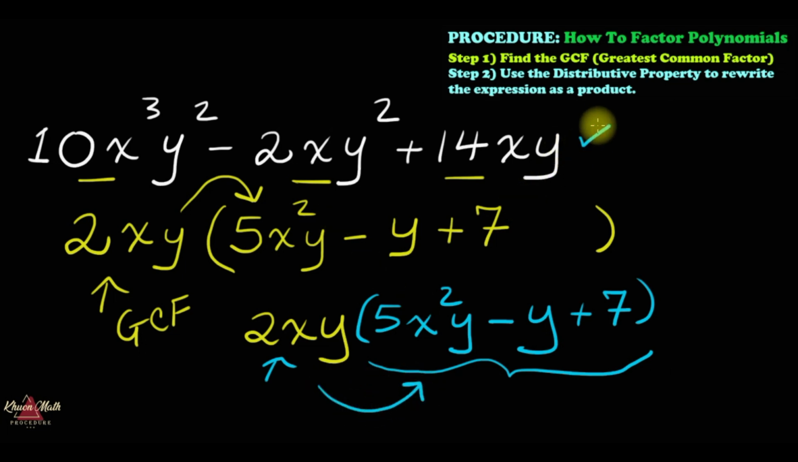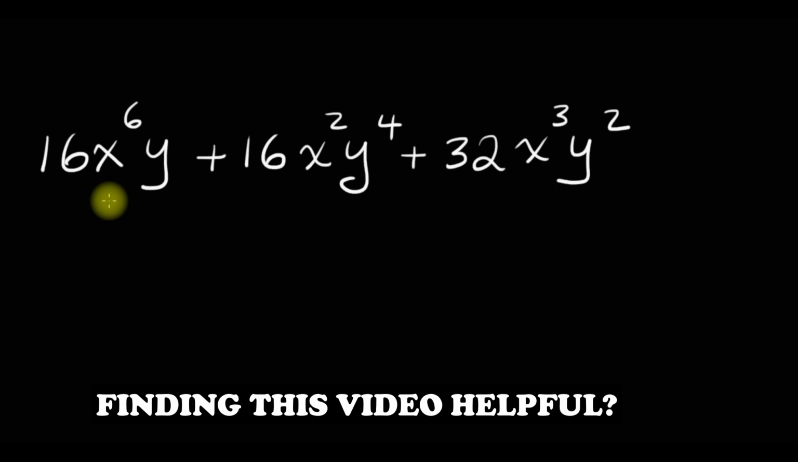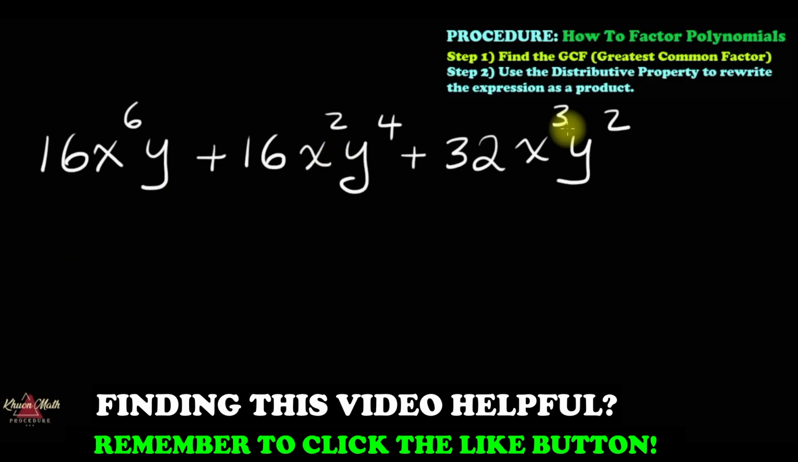So let's take a look at this trinomial. It's a polynomial, and in this example, we are going to factor this. So 16x to the 6 times y plus 16x squared y to the 4th plus 32x cubed y squared. So first thing we have to do, well, let's bring in the procedure of how to do it. So first thing we have to do here is find the GCF, which is the greatest common factor.